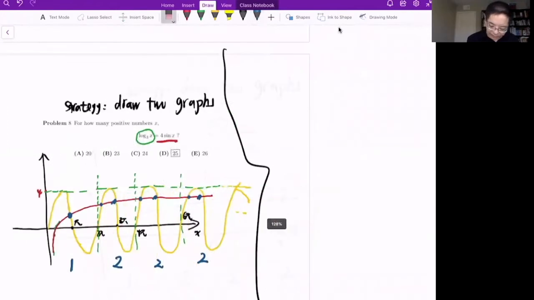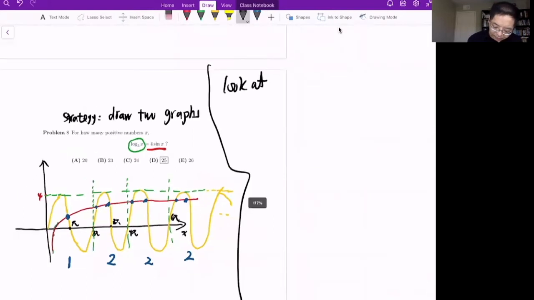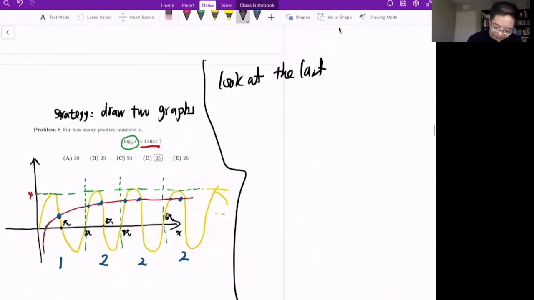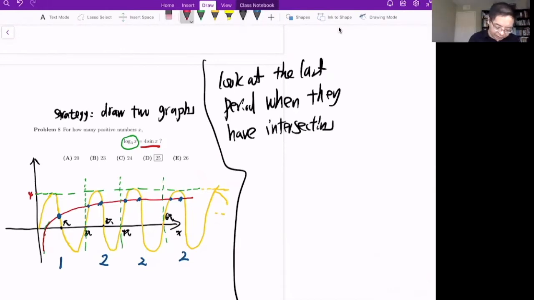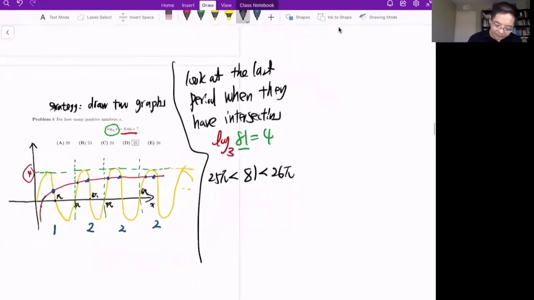So we just need to figure out the last period in which the graph is going to have intersections. Because the largest value is 4, and log 3x equals 4 when x is 81 over 3, we need to compare 81 with pi. Clearly, 81 is less than 26 pi, but bigger than 25 pi. So the last cycle is here.